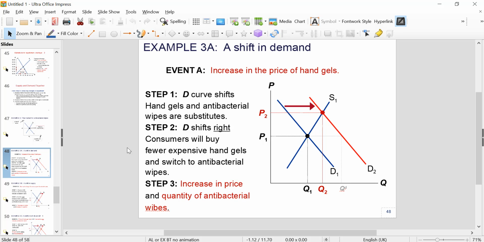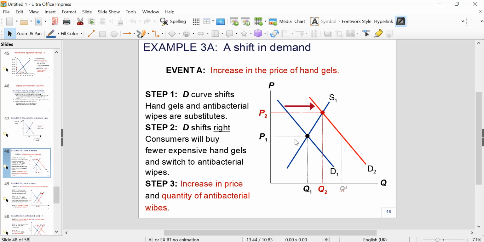There is an increase in the price of hand gels, and remember from the previous slides, the blue diagram shows us the equilibrium in the market for antibacterial wipes. When there is an increase in the price of hand gels, there will be more demand for antibacterial wipes. That results in the shift of demand 1 to demand 2. Now we have a higher equilibrium price and a higher quantity for the antibacterial wipes.